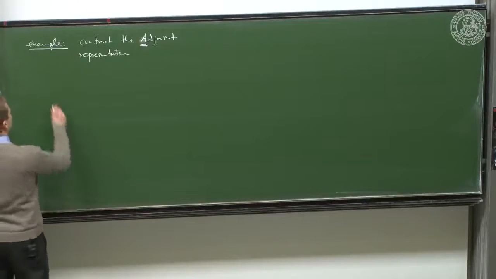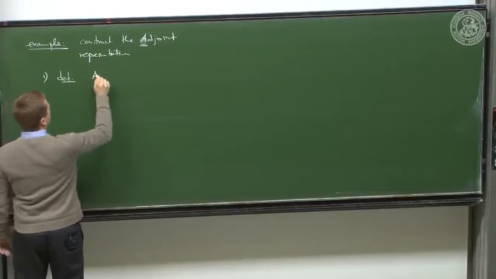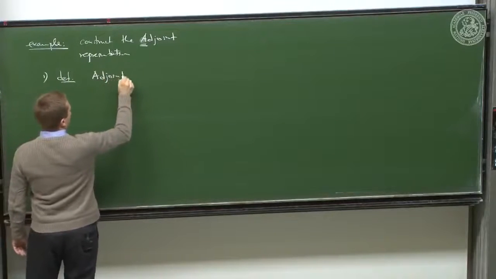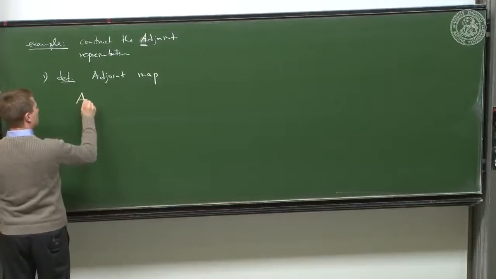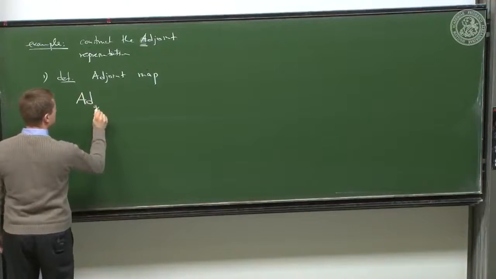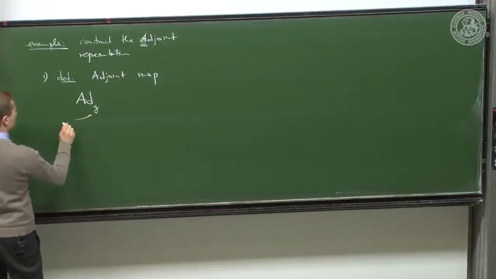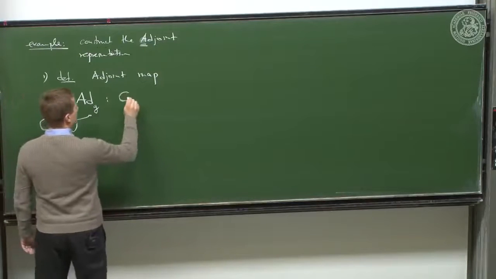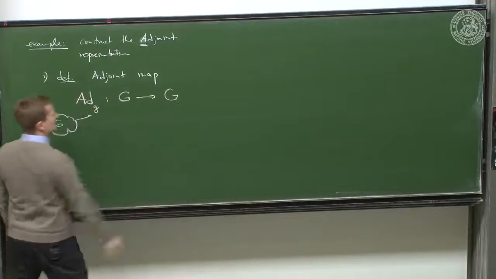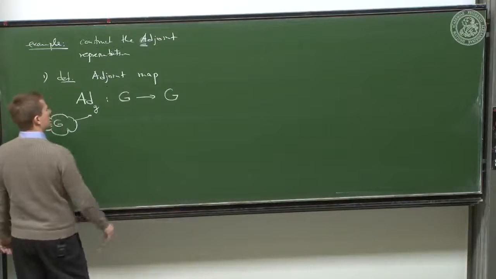That goes in two steps. So first you define the adjoint map that goes by the name capital Ad sub G. Now the G is not a Lie algebra element, but the G here is an element of the Lie group. What is Ad G? Ad G eats an element in the group and spits out an element in the group. Obviously there's no linearity of any kind here.